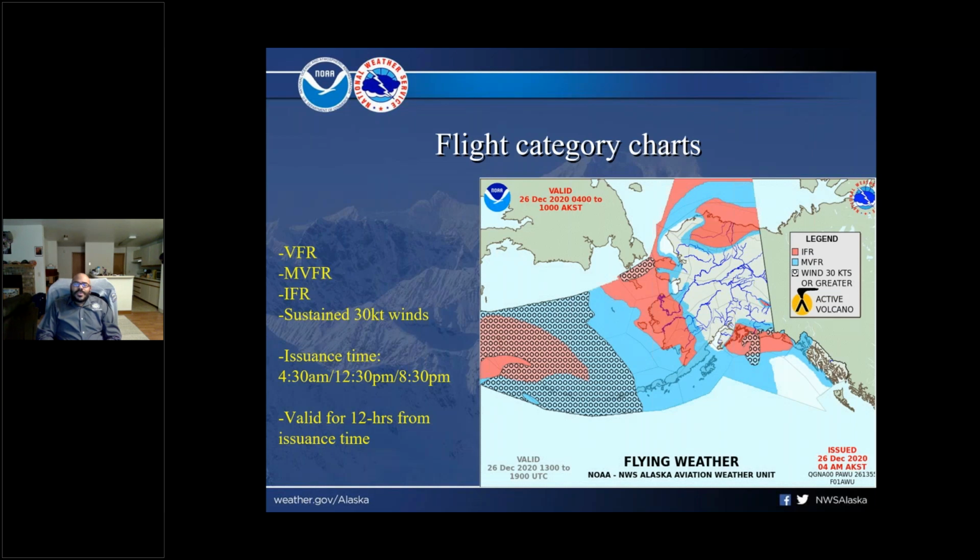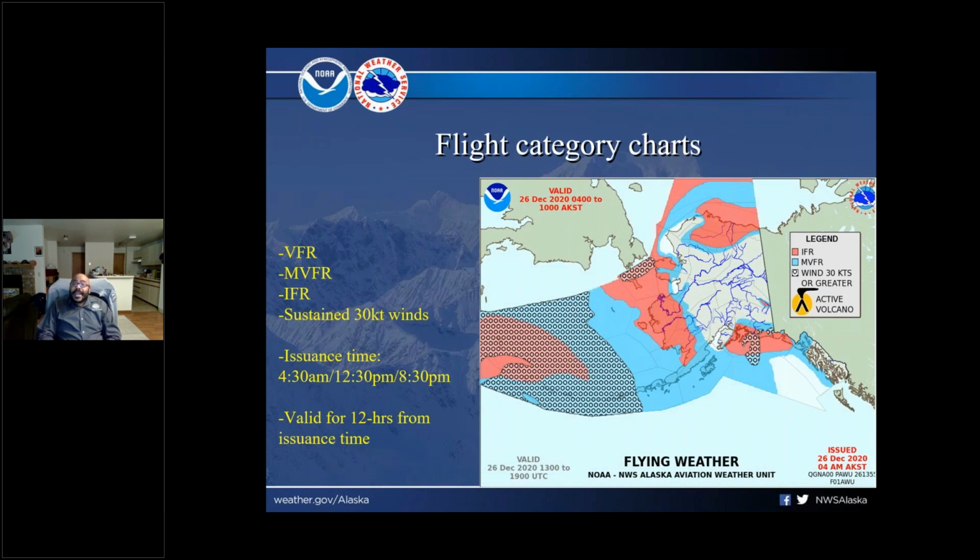We also try to append sustained winds of 30 knots or greater on this particular map. That is also an AIRMET criteria. And so that will show up, for example, in this particular chart, you see all that hatched area in black over the Bering Sea. There's a couple of areas up over the northwestern half of the state near the Bering Strait. That would also be depicted on our flight category chart.